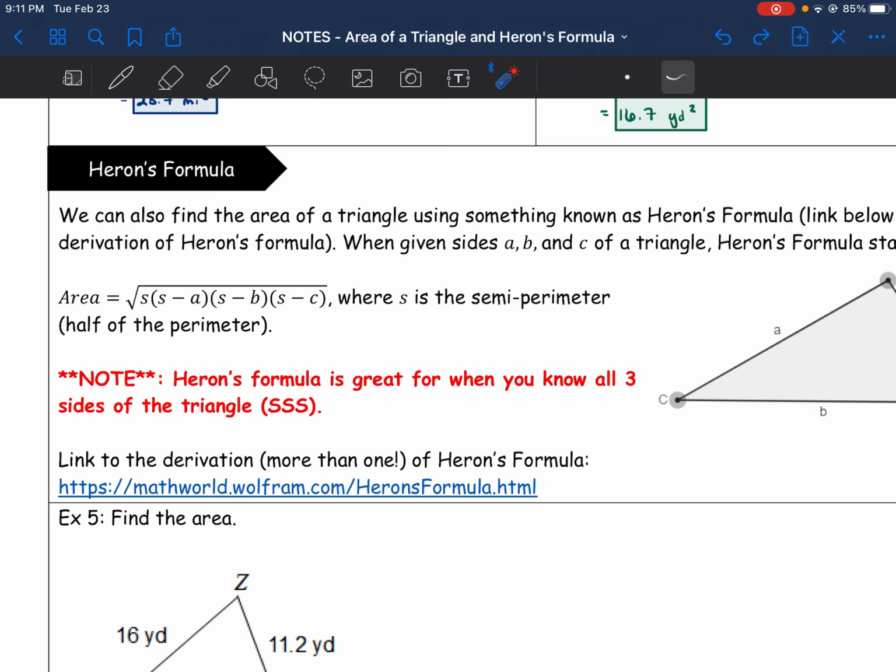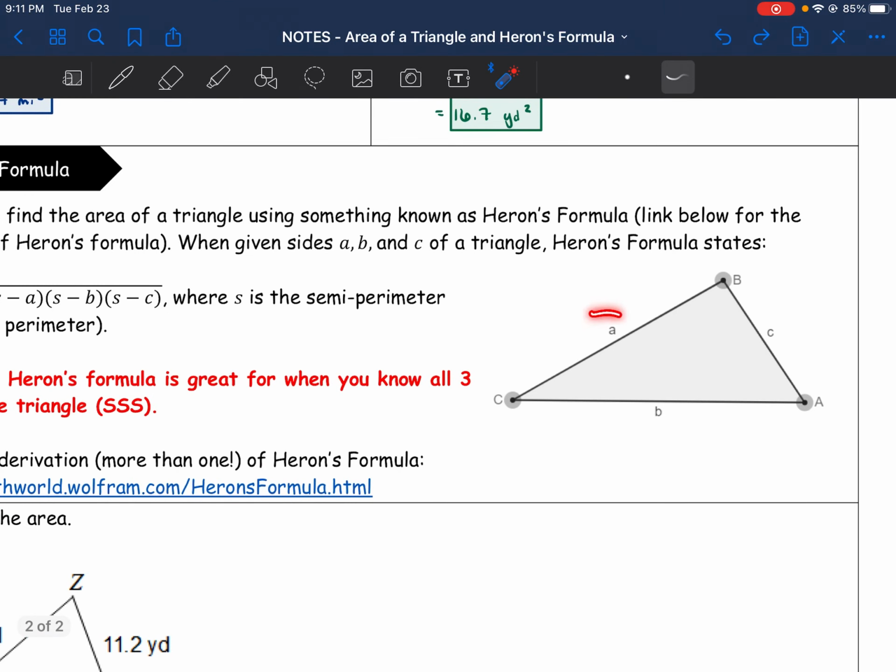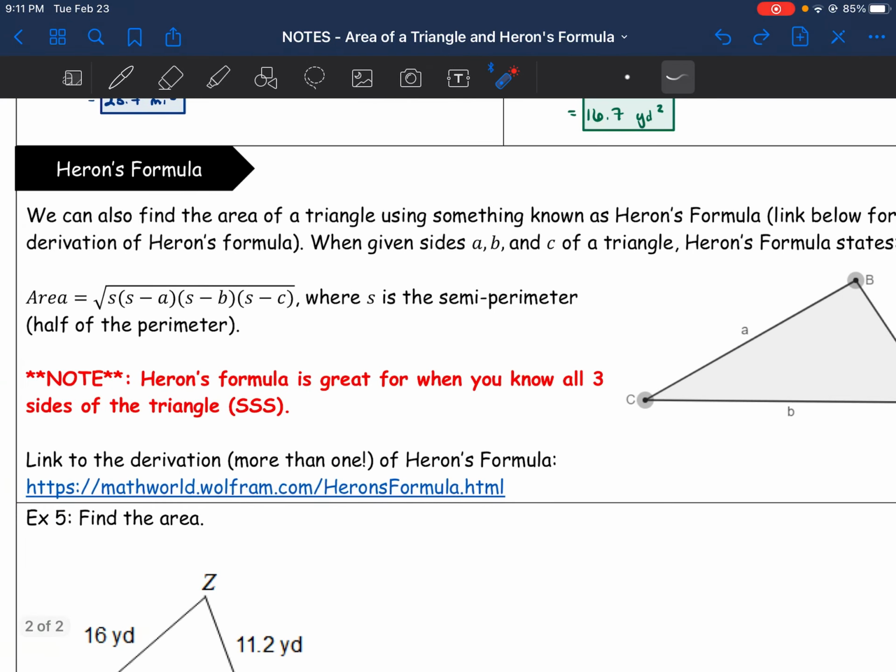So Heron's formula says the area is equal to the square root of s times s minus a times s minus b times s minus c. Now we know a, b, and c, or lowercase a, b, and c, those just represent the sides of the triangle. But this s is new to us. We haven't identified a variable s before. Well, s is something called the semi-perimeter of the triangle. And all semi-perimeter means is we take the perimeter and we cut it in half.